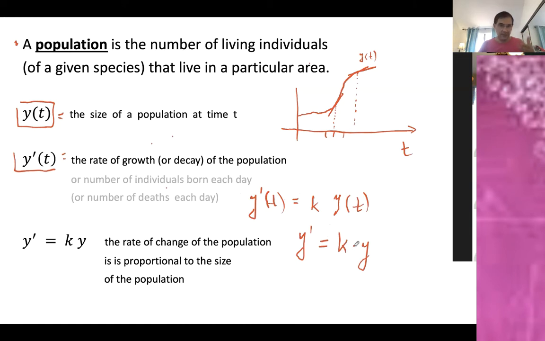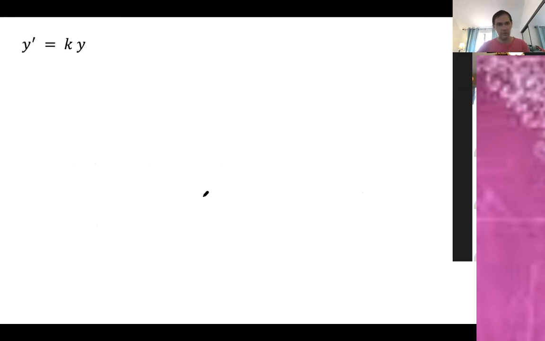What is it? This is a differential equation. Let me show you how to solve this, because it's separable. So it's going to be simple to solve this differential equation. And then let me give you an application in a very simple context. This differential equation can be used to model some population. So first of all, let's solve this very quickly.